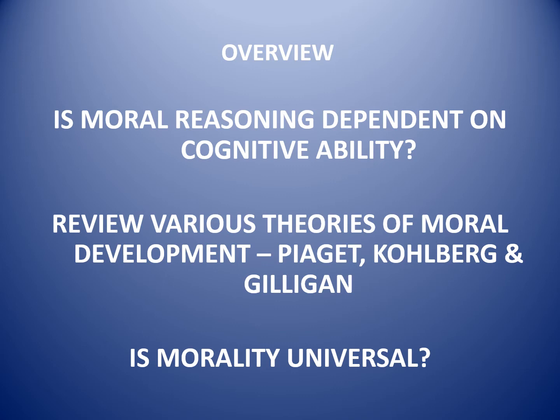Part of this is the idea of why we don't hold minors responsible to the same levels of culpability for criminal actions as we do for adults, so that they're not able to actually make these moral decisions in an effective way. The second thing we're going to do is review some theories of moral development.